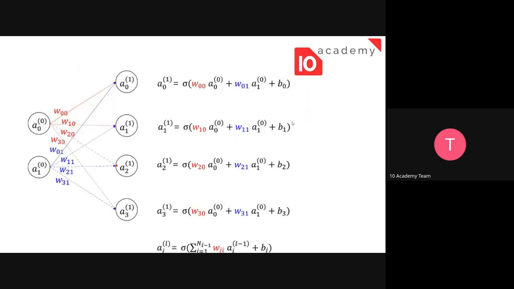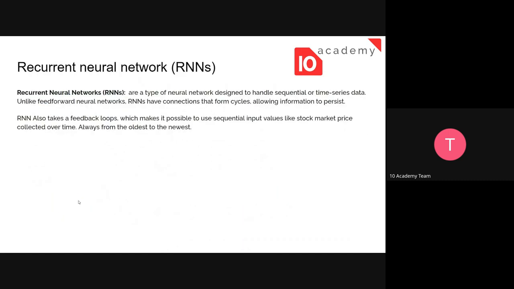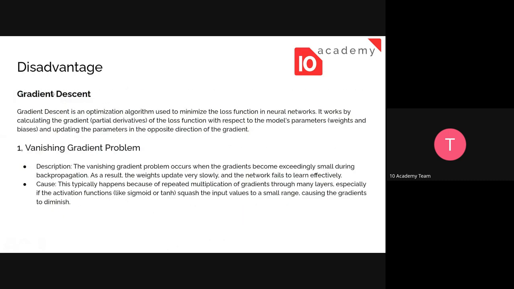Once back to this point, backpropagation uses algorithms like gradient descent, as we've just mentioned, to calculate errors in prediction and then adjust the weights and biases by moving backward through the layers in an effort to train the model. Gradient descent is an algorithm that is used to calculate a better weight and bias for the specific situation. Okay, so the disadvantage of the RNN is about the gradient descent.